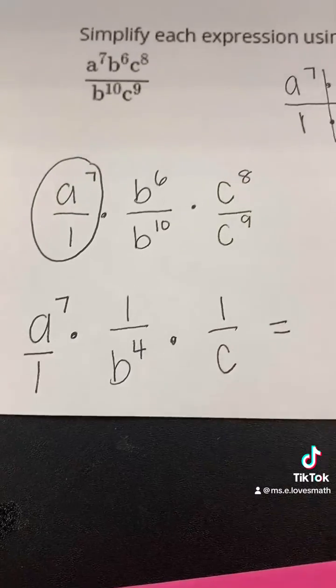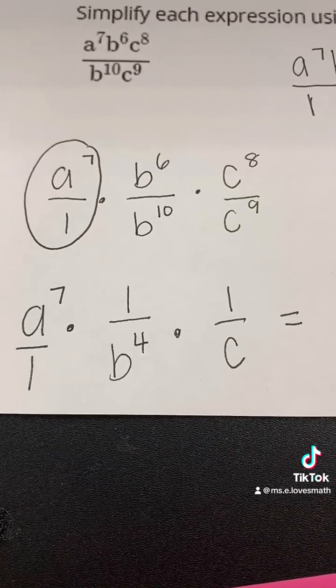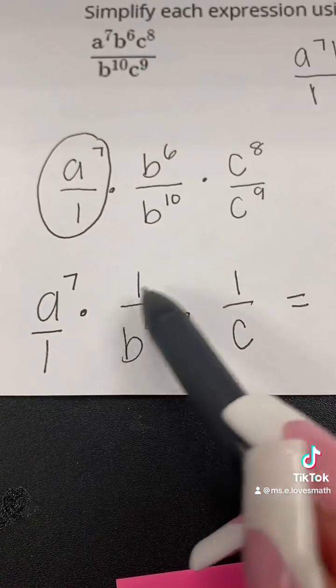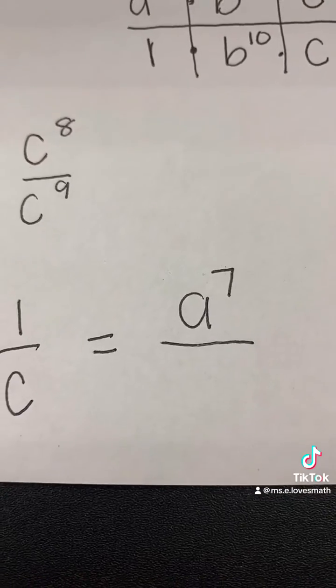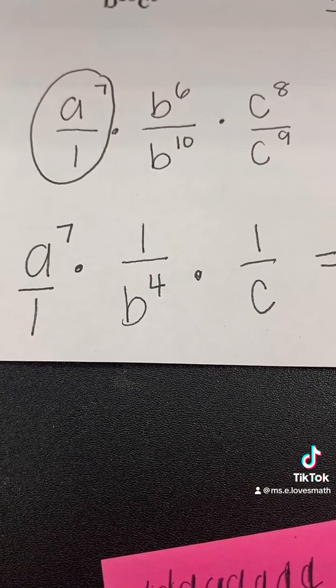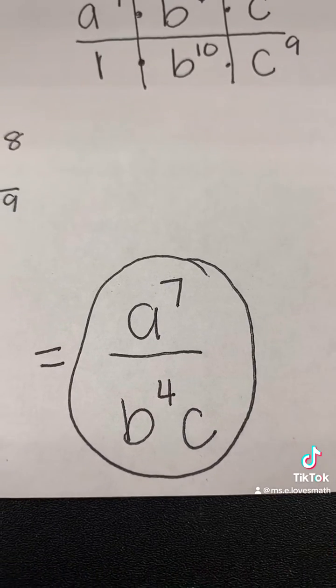So now we have a to the 7th over 1 times 1 over b to the 4th times 1 over c. So we multiply our numerators. A to the 7th times 1 is a to the 7th. 1 times b to the 4th times c is b to the 4th times c. So that is our final answer.